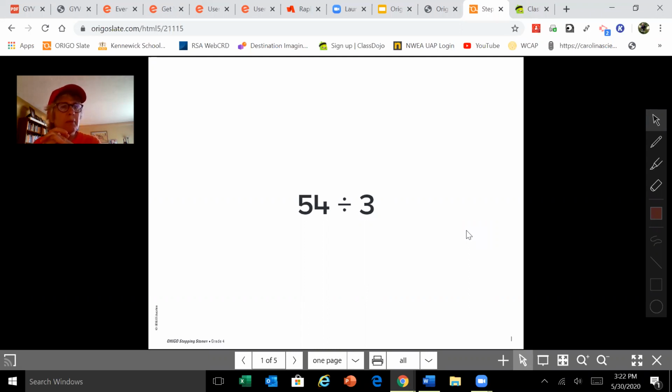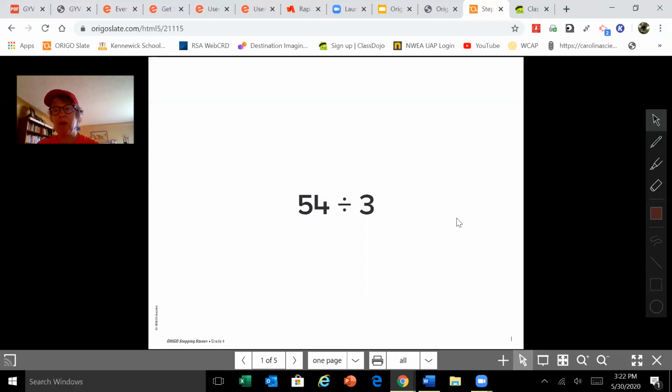But one of the things you might be noticing about these two numbers is that our bigger number is a little bit tricky, because if we look at 54 divided by 3, I can't right away go, oh, these numbers are divisible right away. So I have to start thinking a little bit fluently.